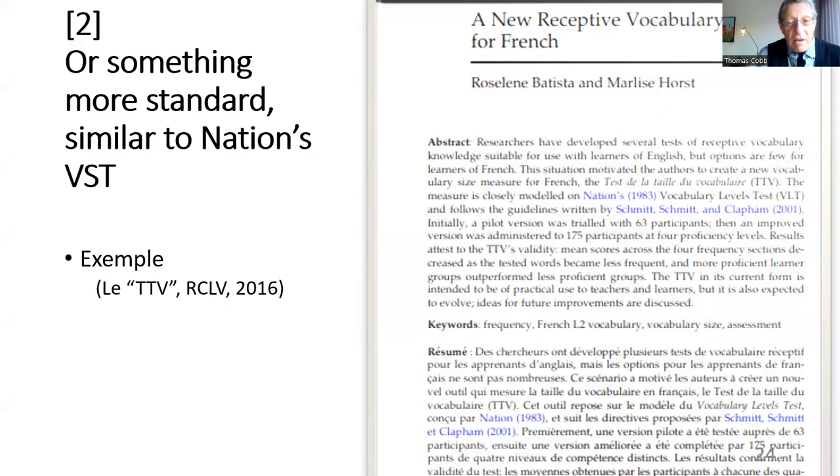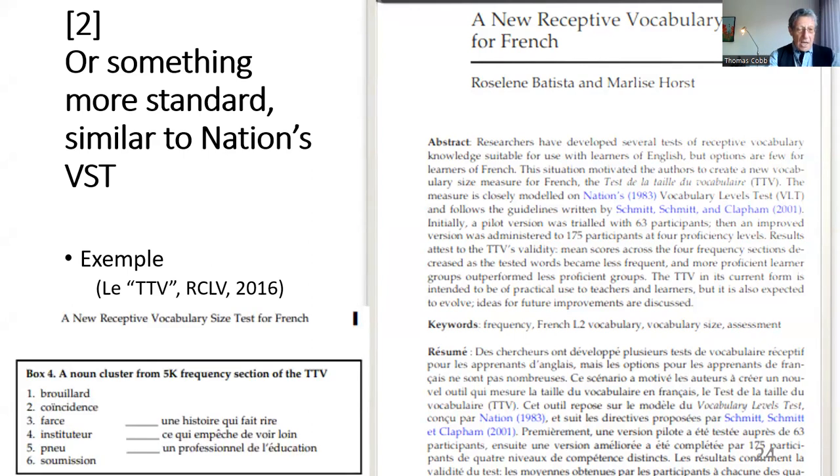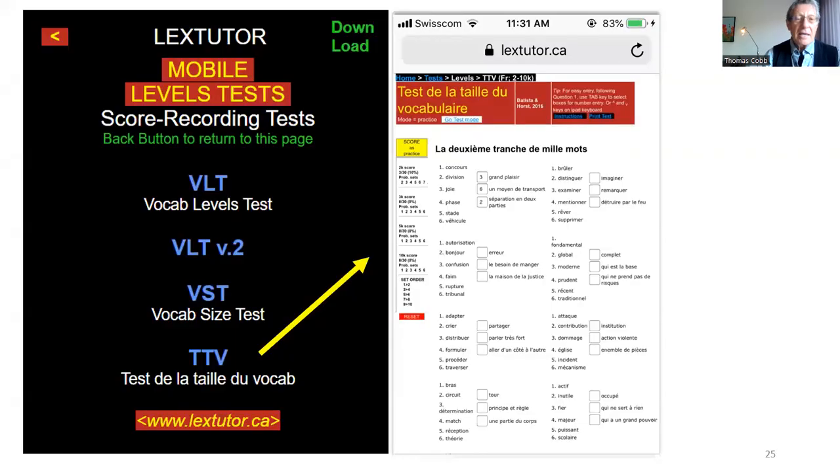For something more standard in the way of testing, once again based on frequency lists, I'm dwelling on this a bit because I know that some of you are interested in testing. So this is a test that was, you can't see it at the bottom actually. So let's cut off my thing. Oh yeah, there it is. Yeah, so it's a test in French called the test de la taille du vocabulaire, or vocabulary size test. And it was done by my partner, Marlise Horst, and a student of hers in 2016. So it's another test based on levels. And it's also on my website. You can get it there and do it online. So it's by the deuxième, troisième, cinquième, and I forget how many levels of French there are in it.